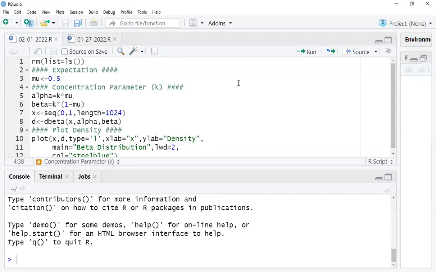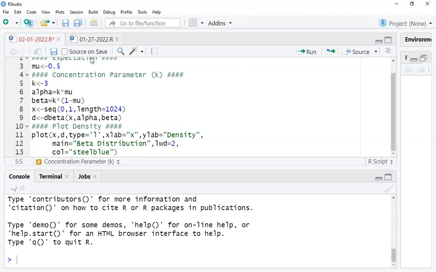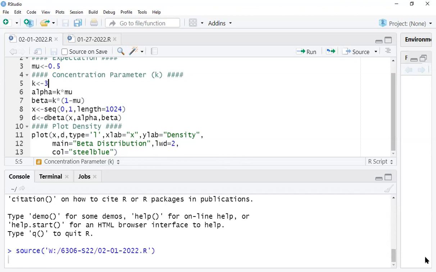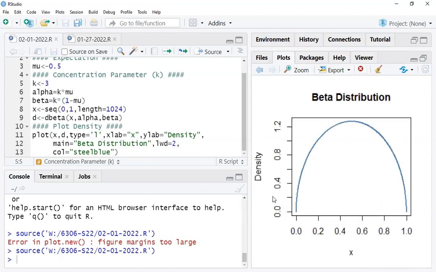So I'm going to define kappa, the concentration parameter, to be 3. So going to pick kappa to be 3, mu to be 0.5, and sketch the density. And that's what I get. It seems to be right in the middle. Mu, center 0.5, and concentration seems to be right here.